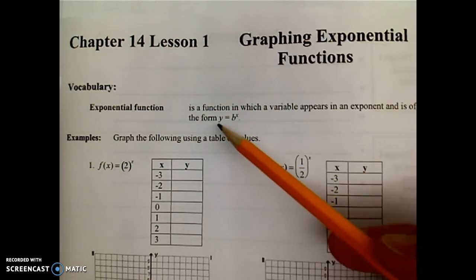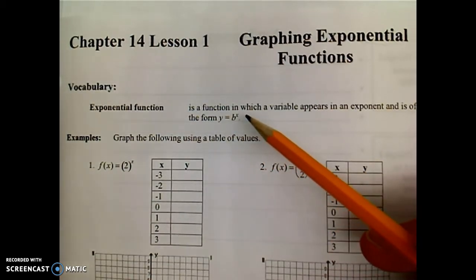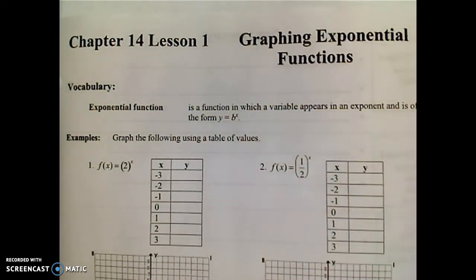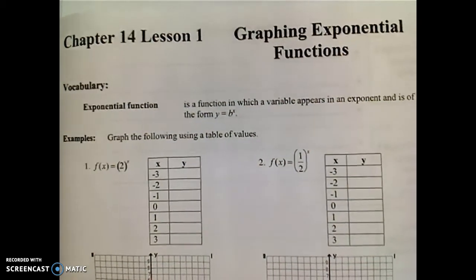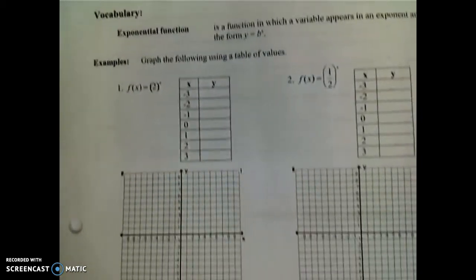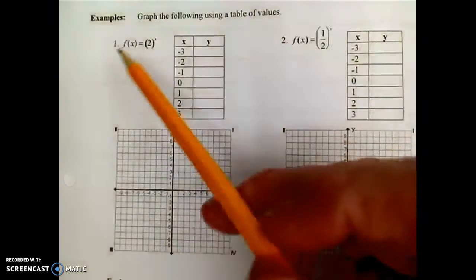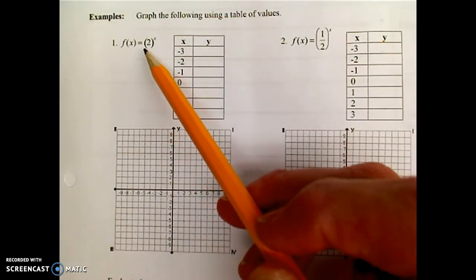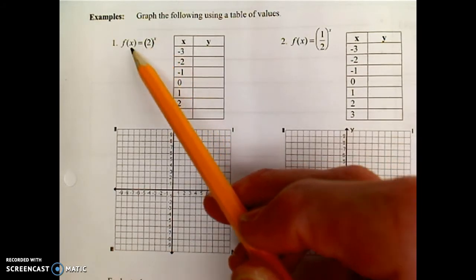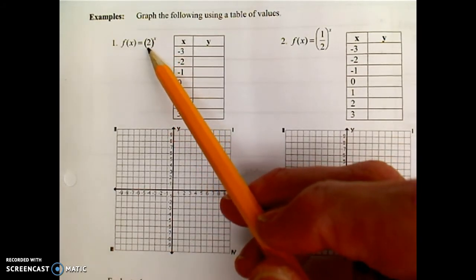And so it's in this form, y equals some base raised to that exponent x, so y equals b to the x. So let's take a look at some examples of what these functions will look like and how we'll go ahead and put together a table of values for them. So our first example is f of x equals 2 to the x power, so y equals b to the x. Our base is 2.